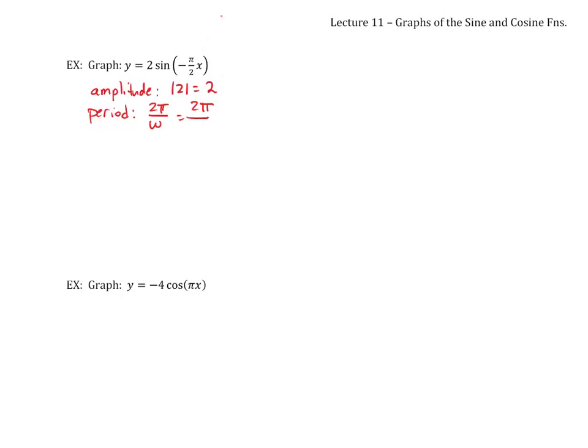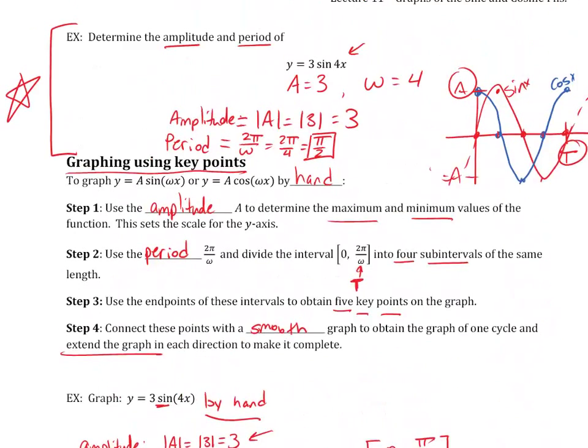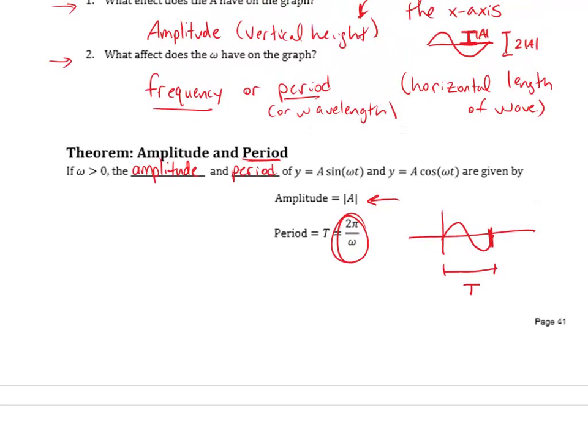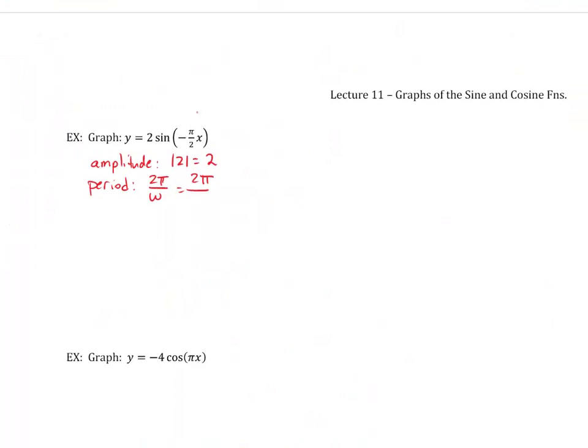What's the problem? You remember the theorem I showed you? Go back up to the previous page. This statement right here. The period is always going to be positive because it's a length of the wave. So omega had to be greater than 0. What happens if it's not greater than 0? See that case right here? You've got the negative sign sitting right there.